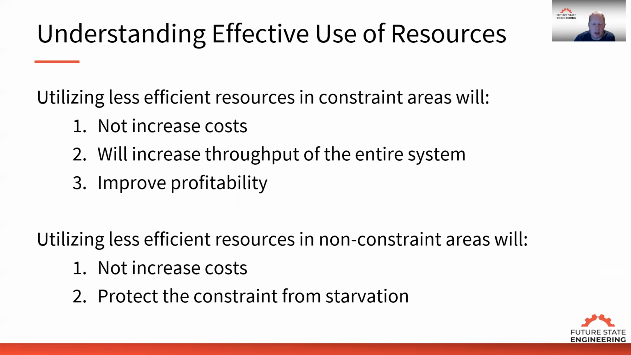That's our session for today, understanding the effect of less effective resources. If we use them wisely, even though their cycle time might be slower or their setup time might be higher, we're not going to increase costs of the system because we don't allocate costs to the product. We're looking at total cost to operate the system. We're going to increase the throughput and improve profitability.